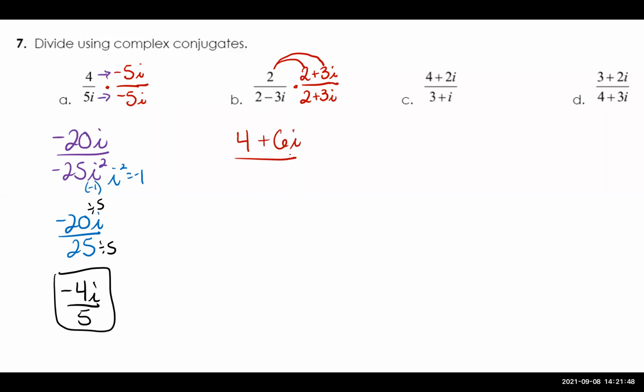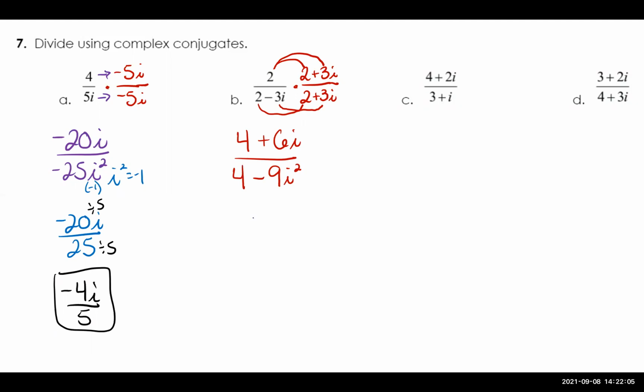In the denominator, we only need to do the terms that won't cancel, which are the first times the first. So 2 times 2 is 4. And the last times the last. Negative 3i times positive 3i is a negative 9i squared.